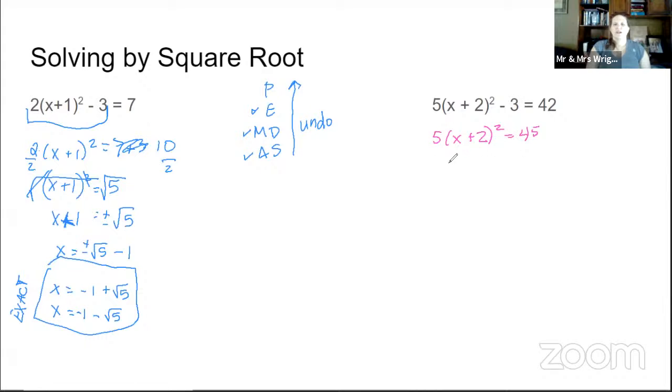Now we're going to divide by 5, and I'm going to have (x plus 2) squared is 45 divided by 5, which is 9. And let's just double check that just to make sure, because I have a calculator, I should use it. Let me do that again. 45 divided by 5 is 9.